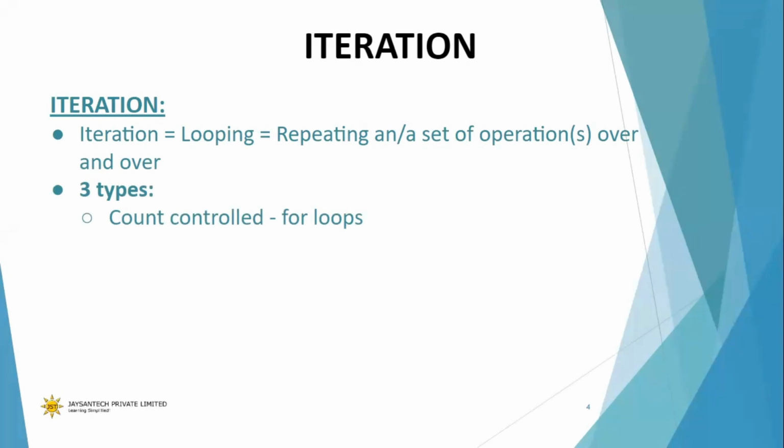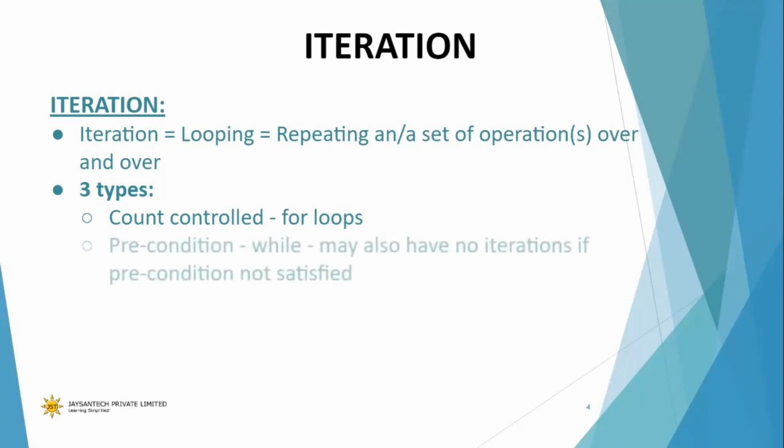Because in for, like you would have already seen in the pseudocode also, you'll have for I from 1 to 10, like that it will come, right? So that is what is count controlled. Okay, next we have precondition, which is the while loop.